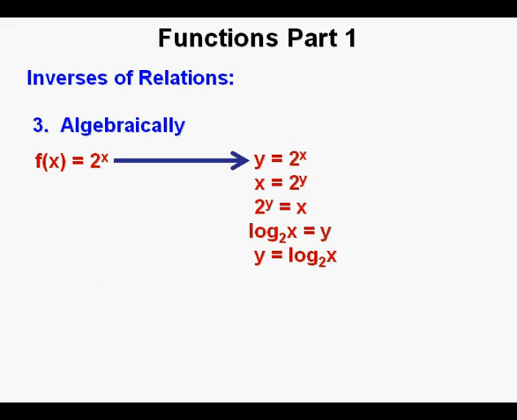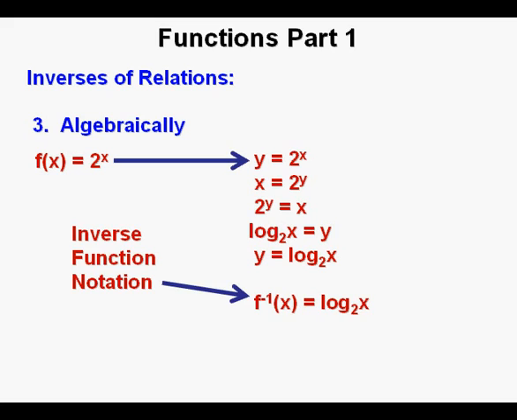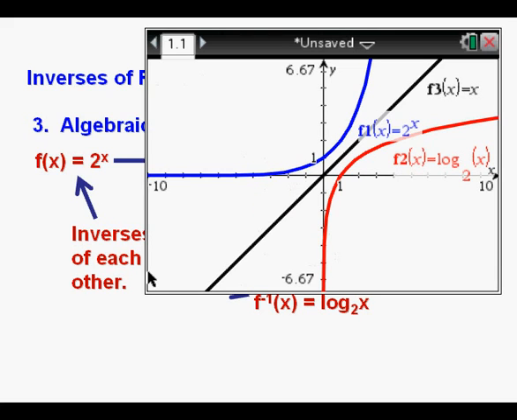Next, we'll turn it around to be y equals log base 2 of x. And finally, rewriting in inverse function notation, we get the inverse function of f, written as f negative 1 of x, equals log base 2 of x. And these two functions are inverses of each other. Here are the two functions graphed together compared with the black one, f of x equals x. Note again the reflection of these two functions about the line y equals x.